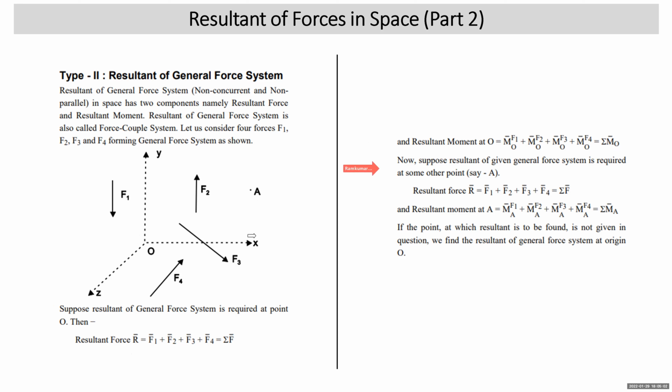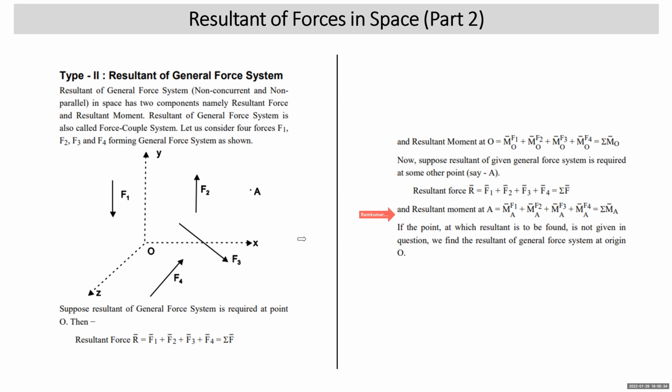Now suppose we assume that resultant of general force system is required at A. So resultant force does not change. Resultant force will remain the same: F1 bar plus F2 bar plus F3 bar plus F4 bar, sigma F bar, as it was when resultant was required at point O. But resultant moment will change. What will be the resultant moment at A? You'll have to take the algebraic sum of the moments of all the forces of the system about A. So moment of F1 about A plus moment of F2 about A plus moment of F3 about A plus moment of F4 about A, or you can say sigma M.